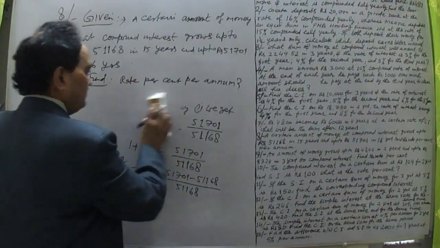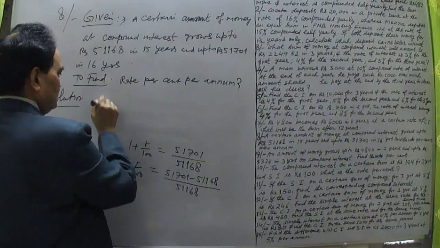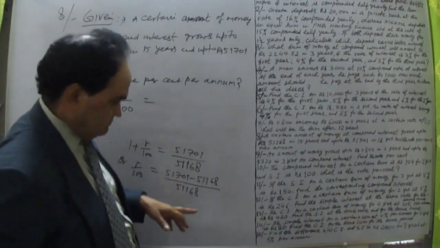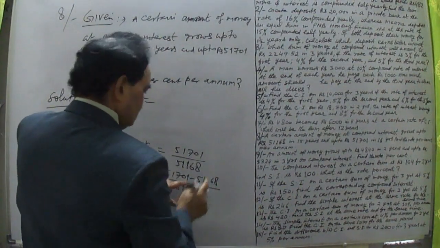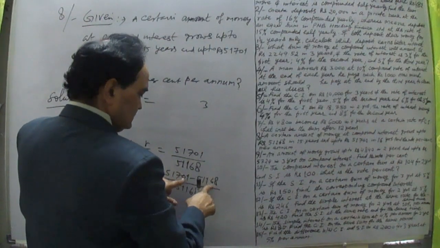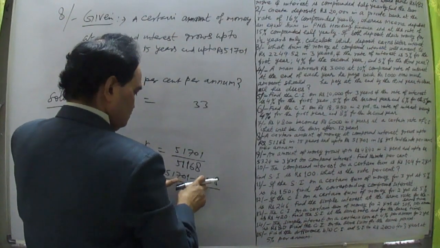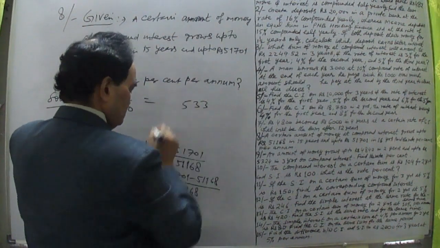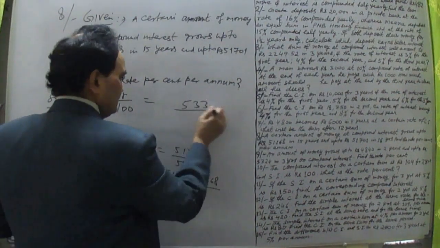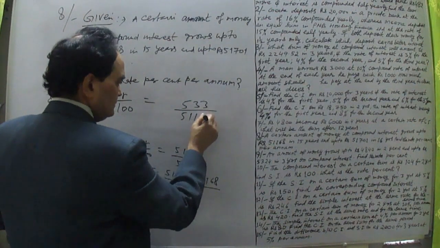Let me solve it here. So finally, what do we get? R upon 100. Let me find the difference here. 11 minus 8 is 3. 1 carry 7, 10 minus 7 is 3. 1 carry 2, 7 minus 2 is 5. Alright, only 533 upon 51,168.